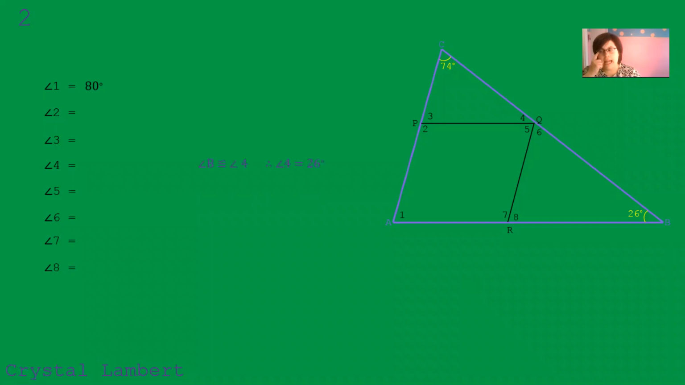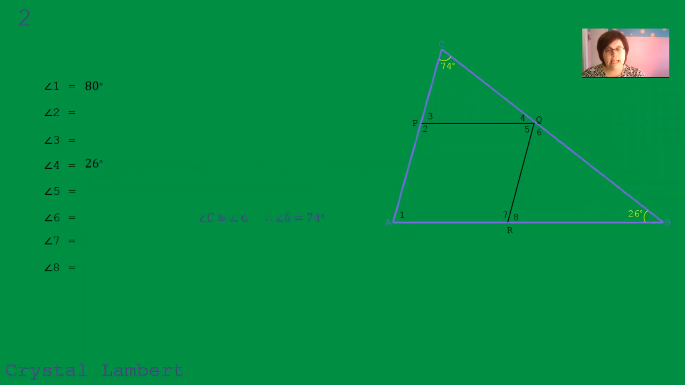Then we're going to look at angle B, which is 26 degrees. So if we noticed, and I'm pointing like you can see it with my finger, angle B, which is 26 degrees, is congruent with this angle 4. Therefore, angle 4 is also 26 degrees.